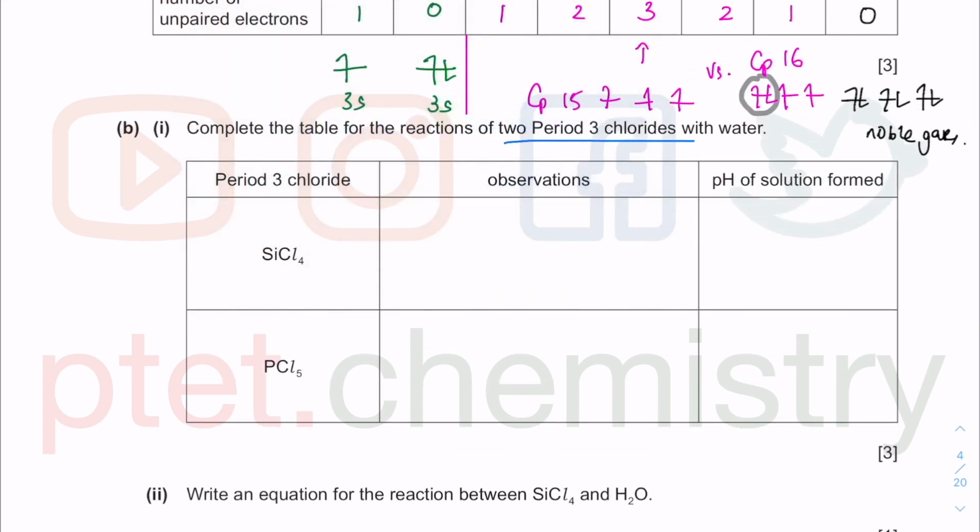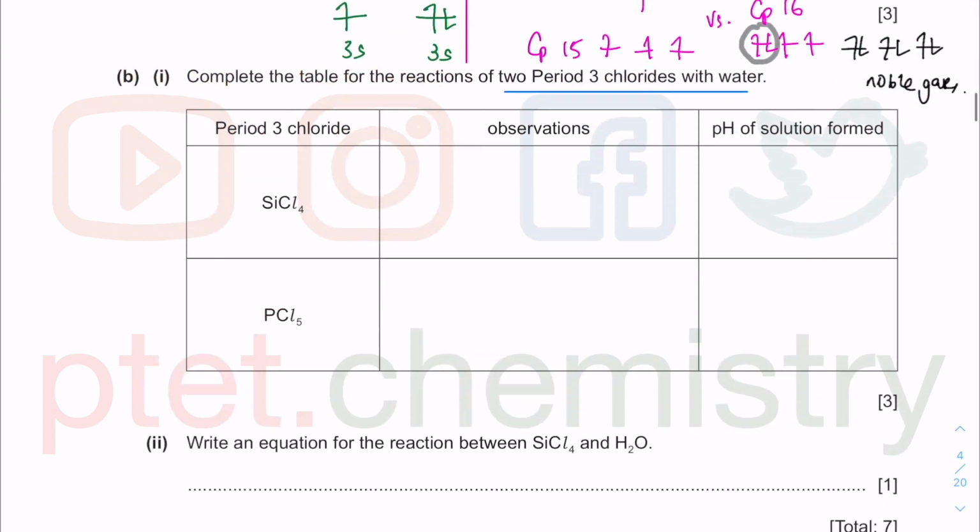This is the reactions of 2 period 3 chlorides with water. So we know that SiCl4 reacts with water. There is hydrolysis. The same thing with PCl5. Okay, they're asking for observations. I'm just going to write an equation first. That will not be acceptable as an answer, but in order to think about what actually happened, I'm going to write an equation so that I can see what happened.